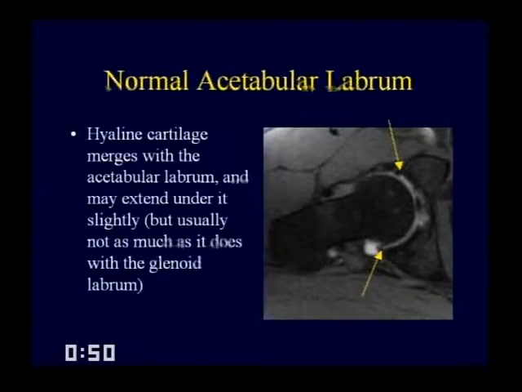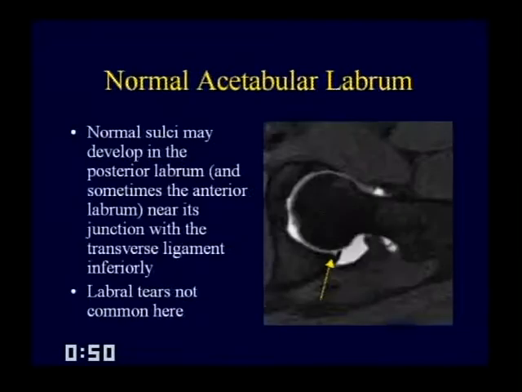The hyaline cartilage merges with the acetabular labrum and may extend under it very slightly, but usually it's not as dramatic as you might see with the glenoid labrum in the shoulder. You can also get these little normal sulci that can develop, particularly in the posterior labrum. Some people say the anterior labrum, I'm not so sure of that though, but definitely in the posterior labrum near its junction with the transverse ligament inferiorly. Fortunately, labral tears aren't common here, so if you have this little posterior labral sulcus, you can write it off as a normal variant.